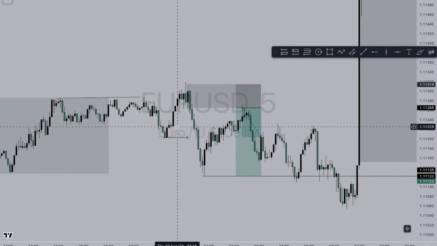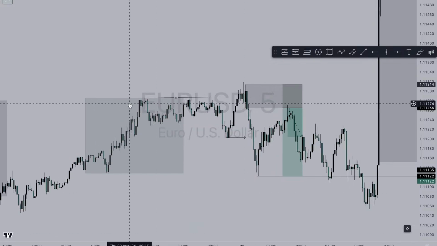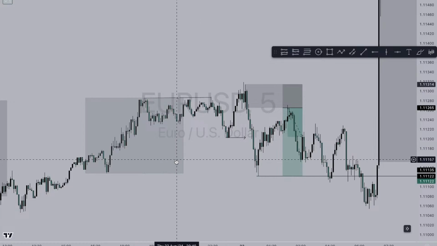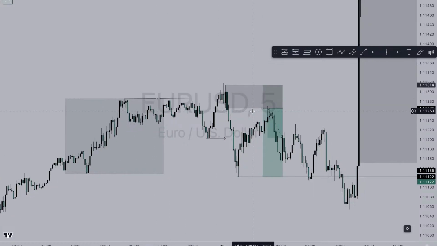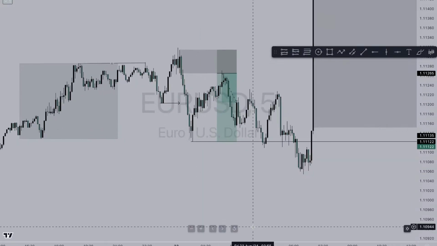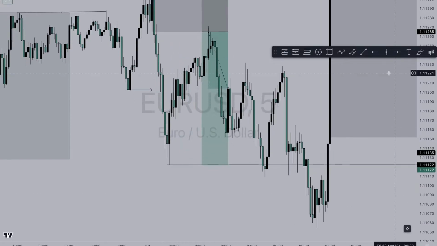Done. Change of character there. Swept liquidity there. We swept Asian lows there as well. But we still have the setup, and we just target the new low. It's that simple. And you can see here a perfect example of a non-quality buy.